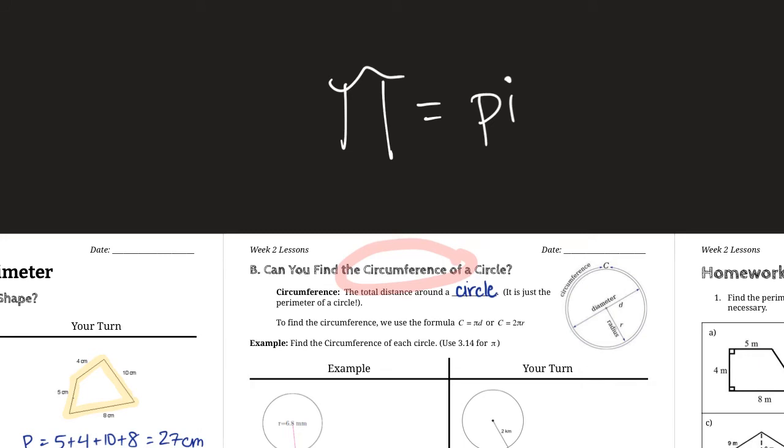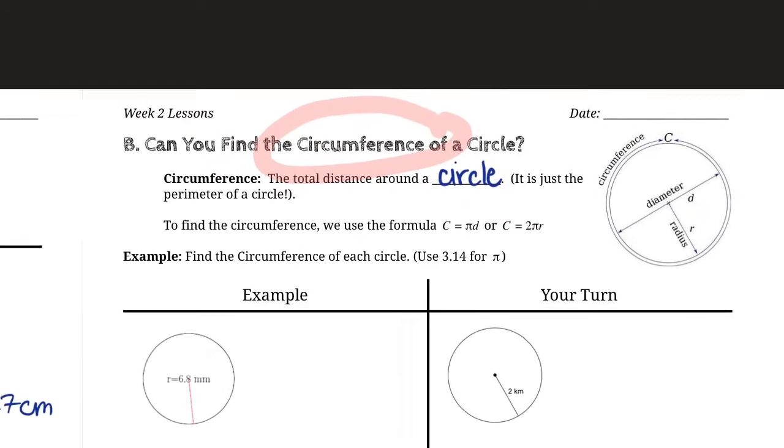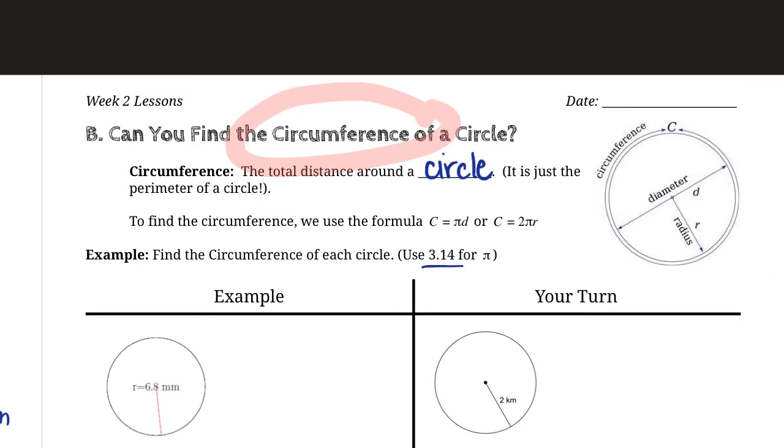3.1415926535, blah, blah, blah. It goes on forever. It's a whole bunch of decimals. And so, to make it easier for ourselves, we just use 3.14. So whenever we see that symbol pi, we're going to replace it with 3.14. Always. That's always true. It's a constant value.